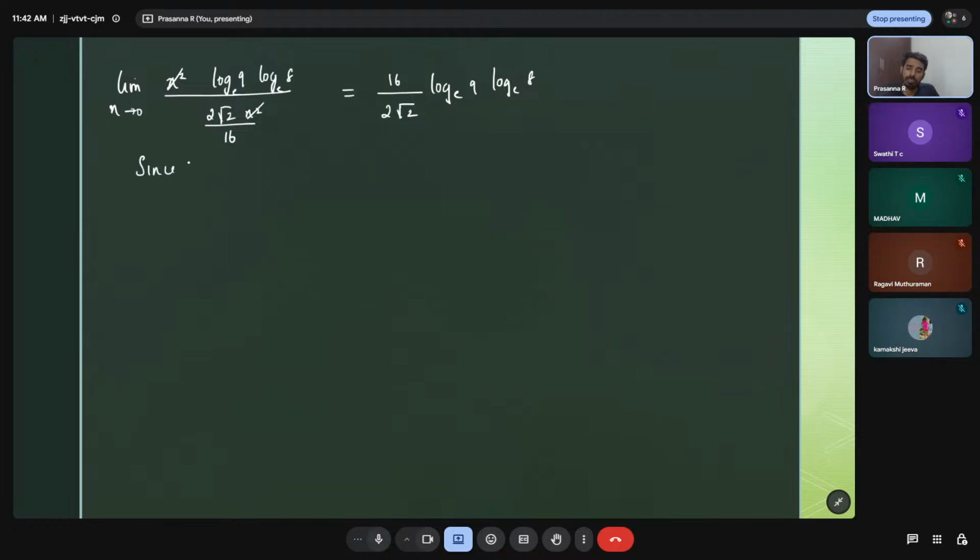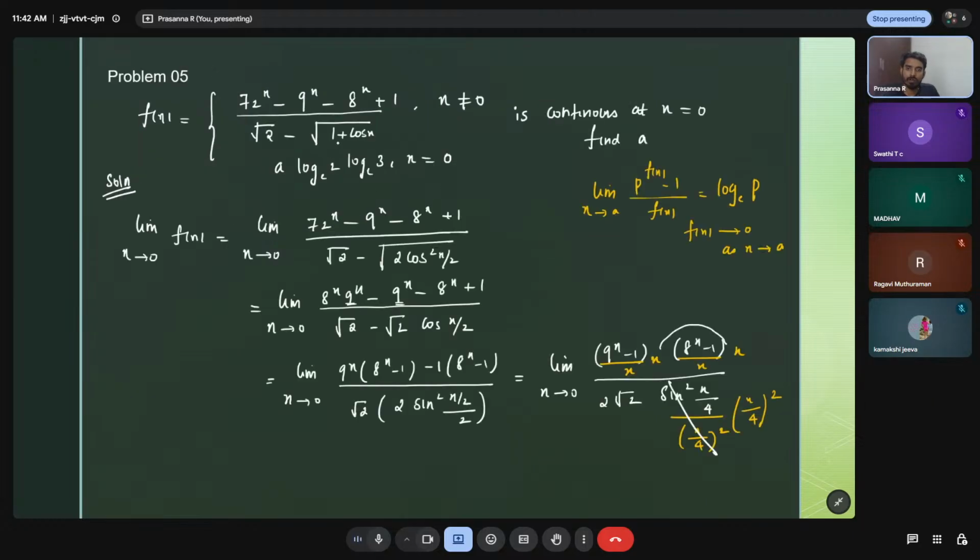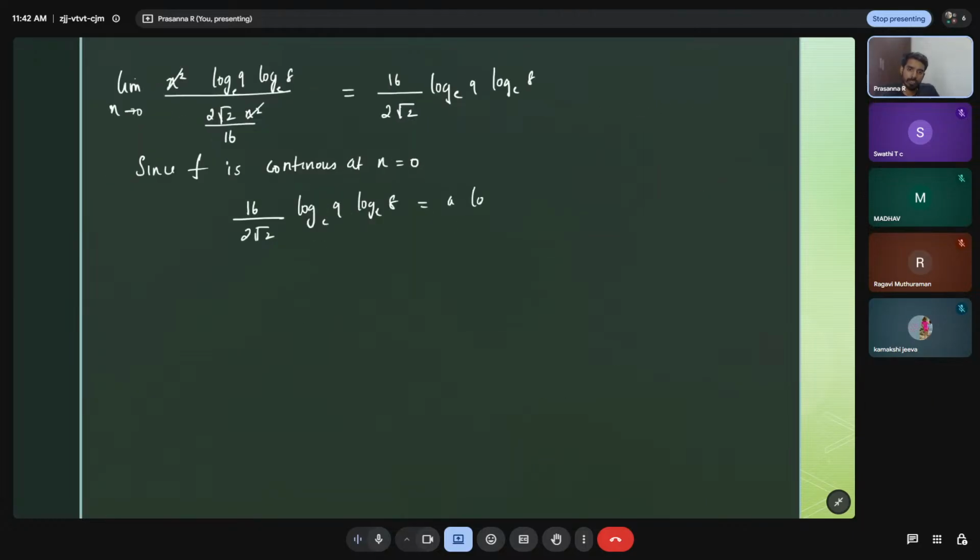Since f is continuous at x equal to 0, we know the limiting value is equal to the function value. So 16 by 2 root 2 log 9 log 8 has to be equal to the function value at 0, which is a times log 2 log 3. Now these two are equal, find a. But here we have log 9 log 8, so we'll try to bring it as log 2 log 3, very simple. You just write this as log 3 square and this as log 2 cube.